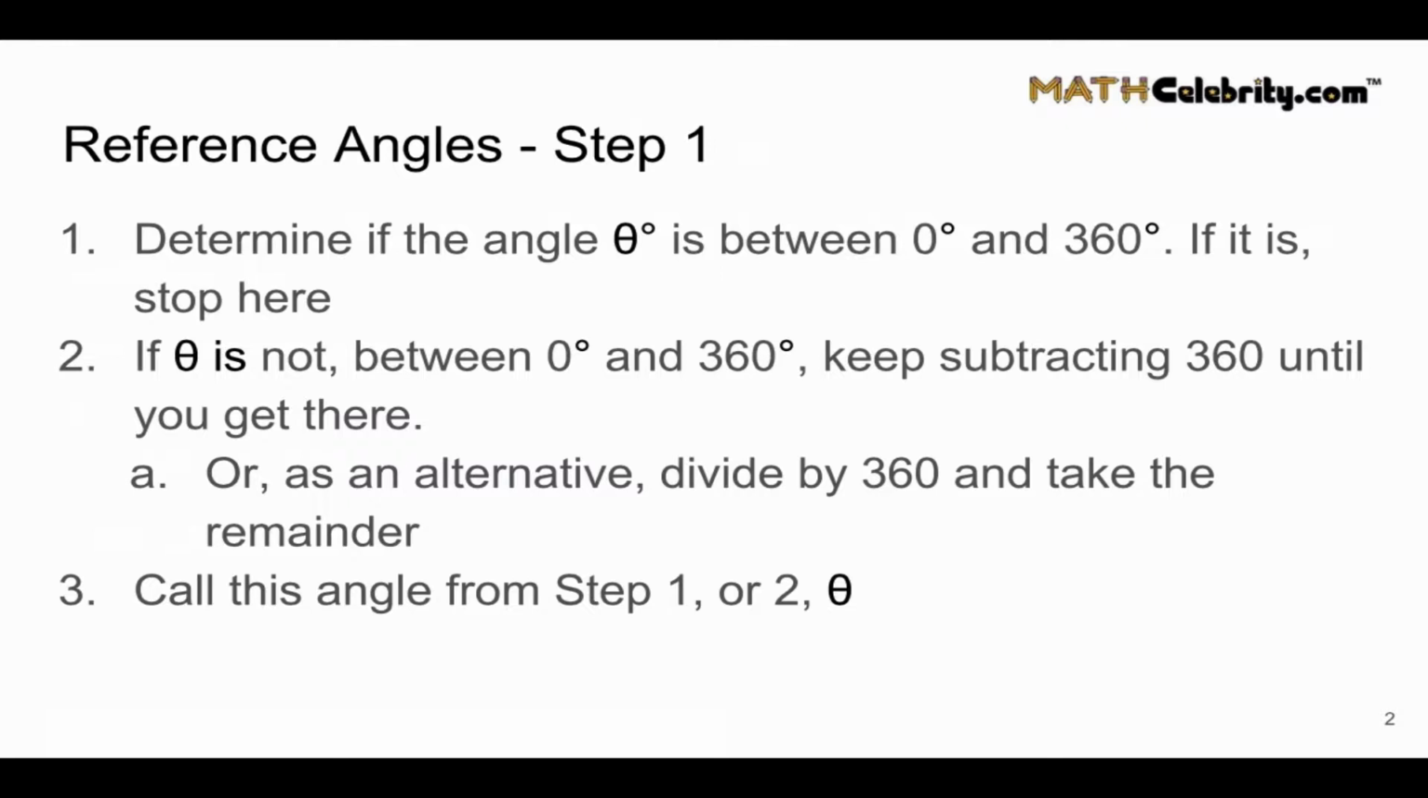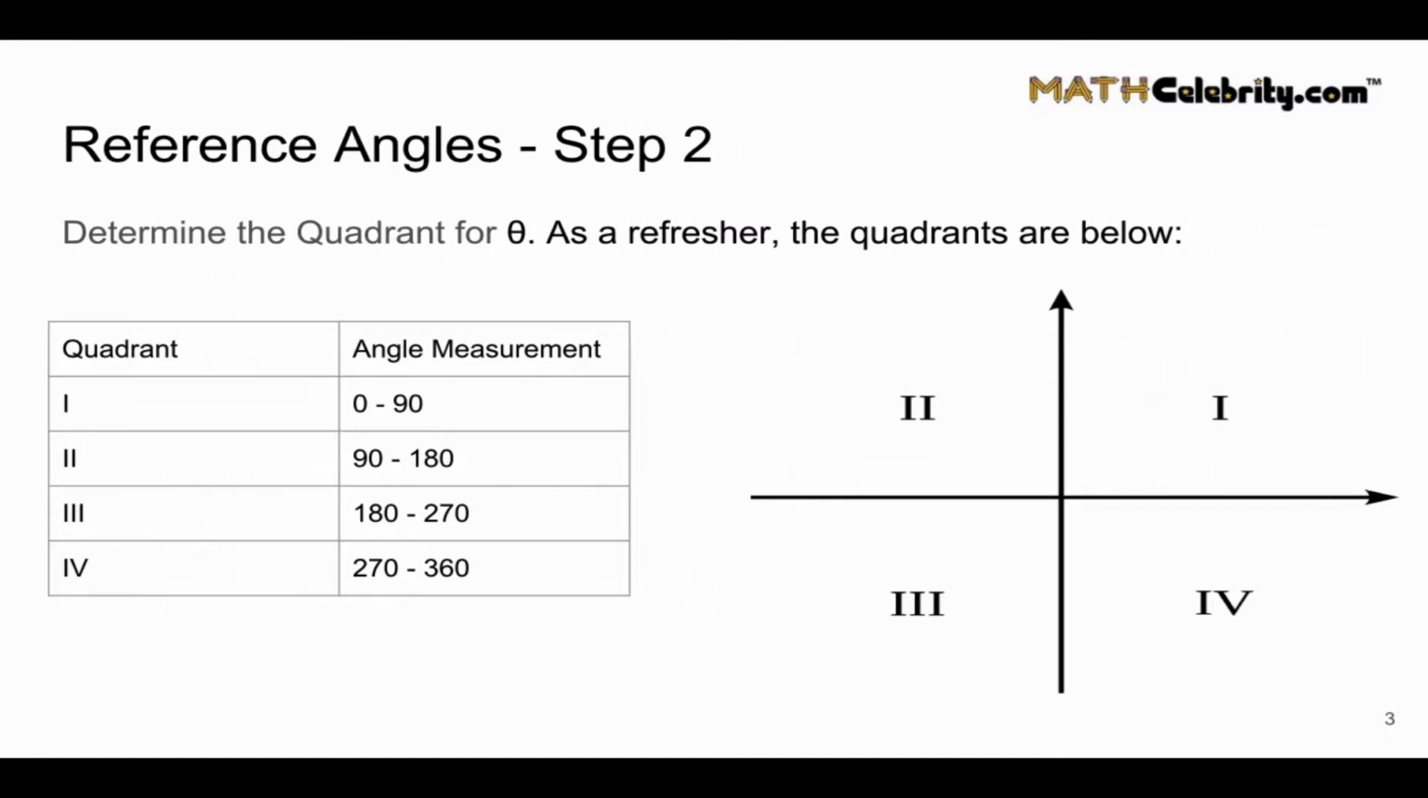So let's get started with the steps involved to find a reference angle. Step 1: we need to determine if the angle theta is between 0 and 360 degrees. If it is, stop here and call this angle theta. If your angle is not between 0 and 360 degrees, keep subtracting 360 until you get within that range. As an alternative, you can divide by 360 and take the remainder as your new angle. And I'll show you how to do that in a moment. No matter if you leave off on step 1 or the reduced angle in step 2, this angle is your new theta. And we'll take that on over to step 2.